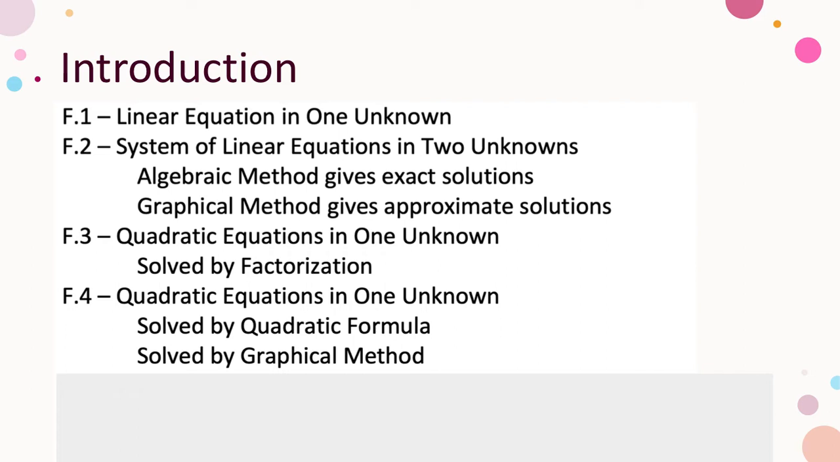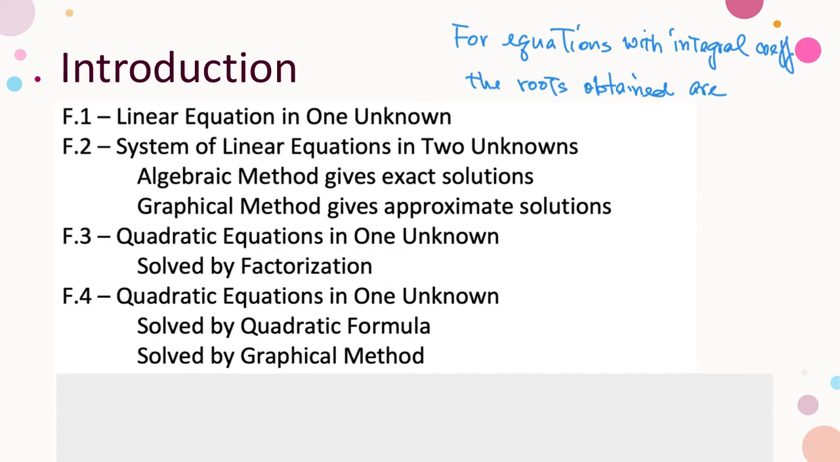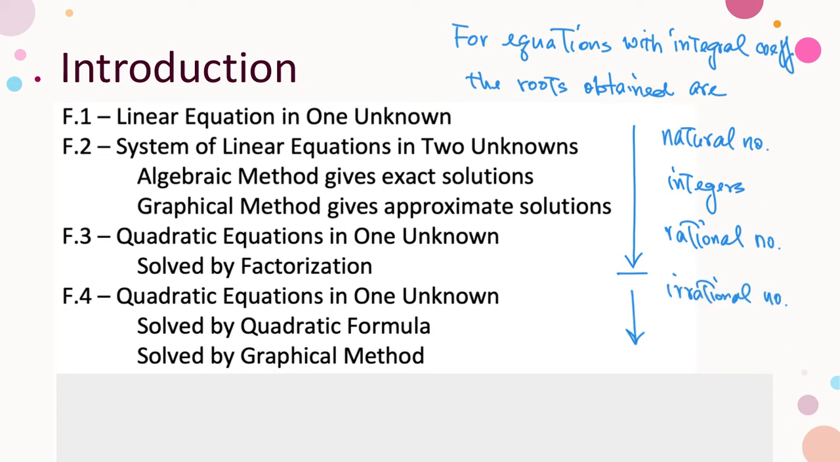With the experience of solving equations, we see the development of number systems. Up to Form 3, we have natural numbers, integers, and rational numbers. With the quadratic formula, we have irrational numbers or real numbers and complex numbers.